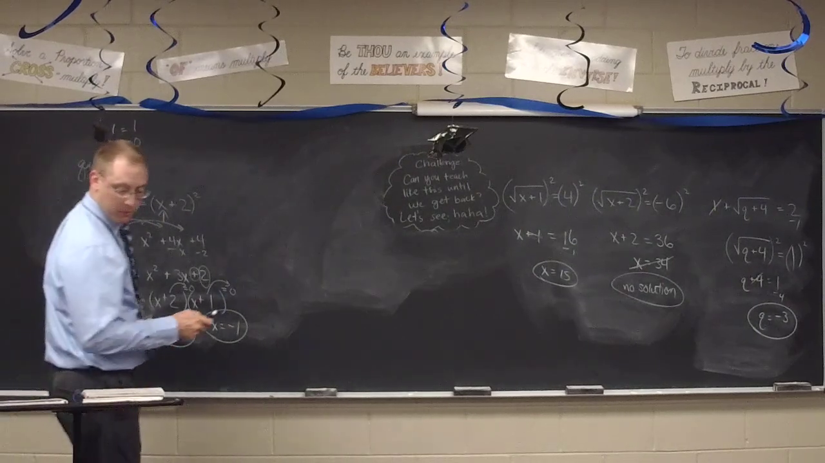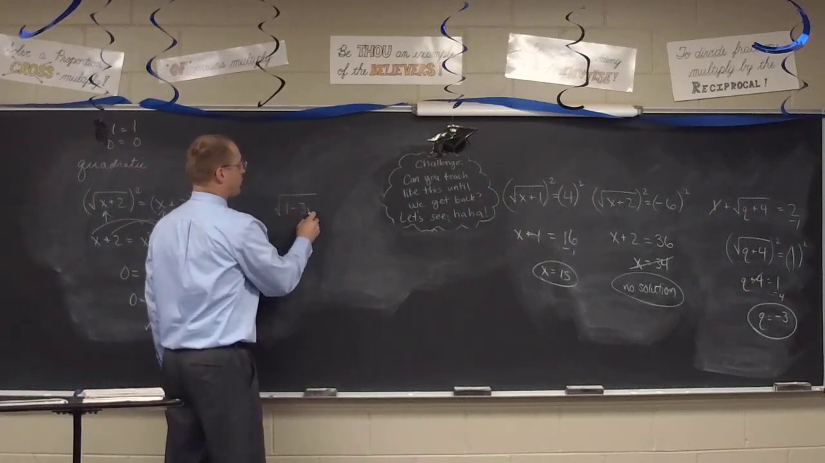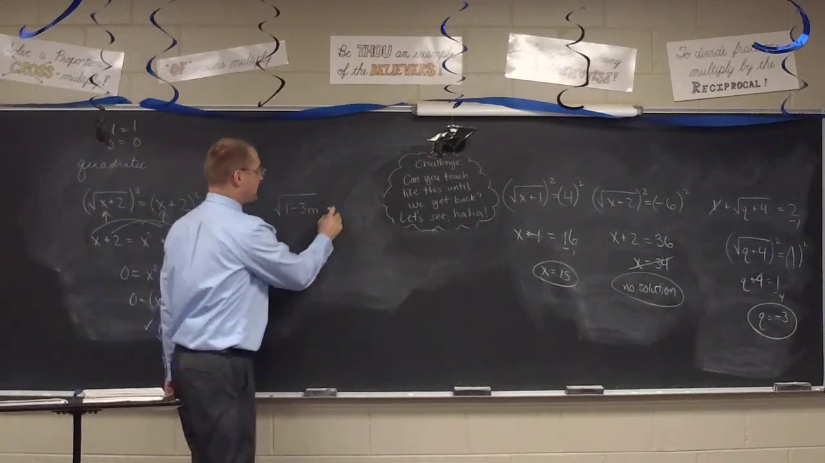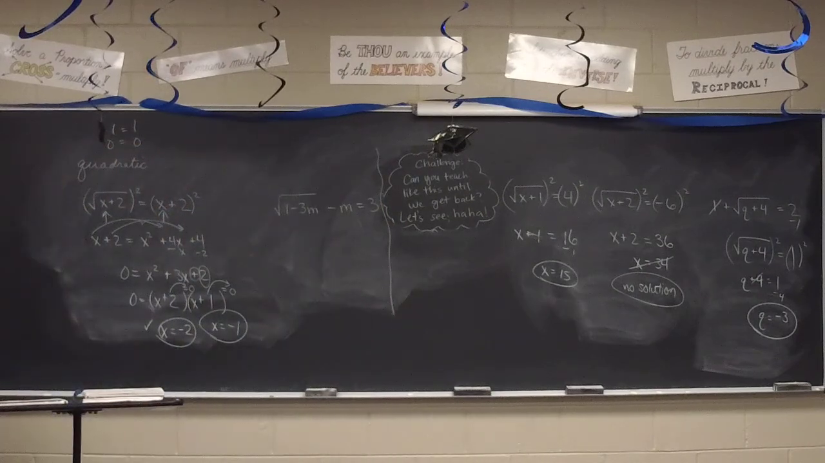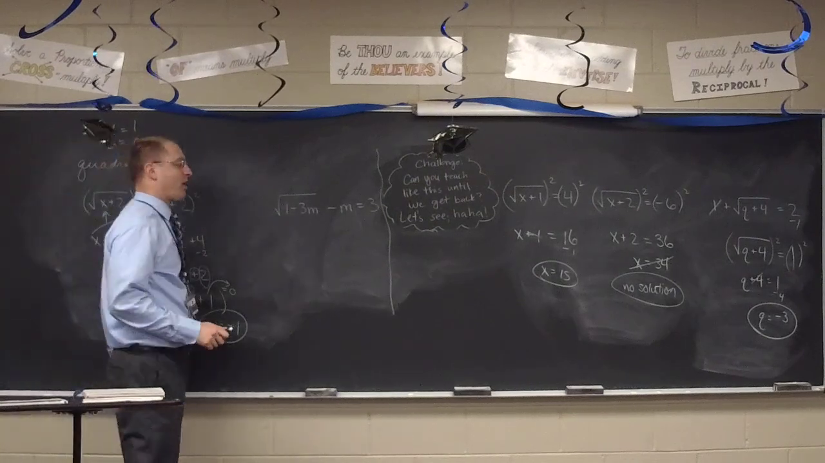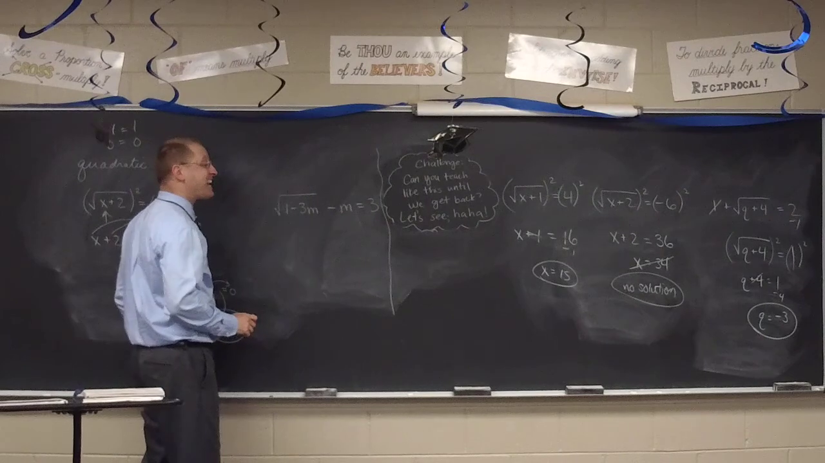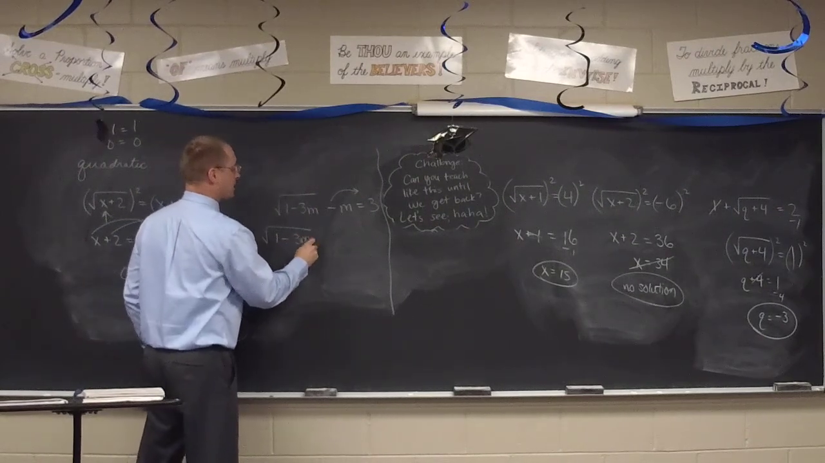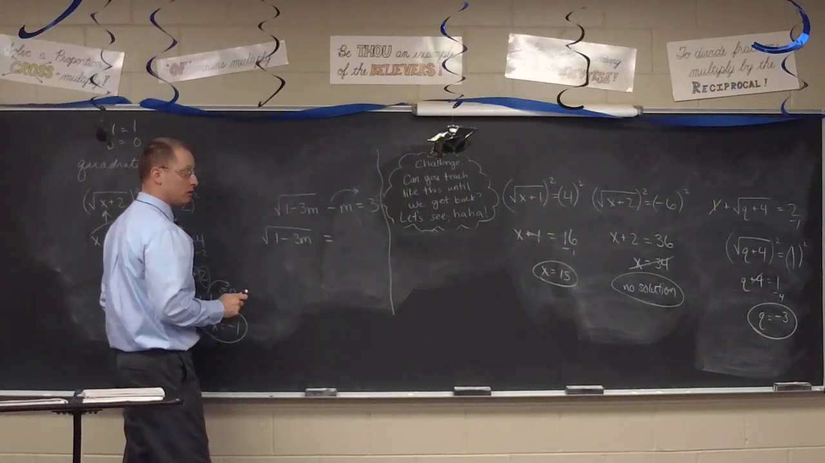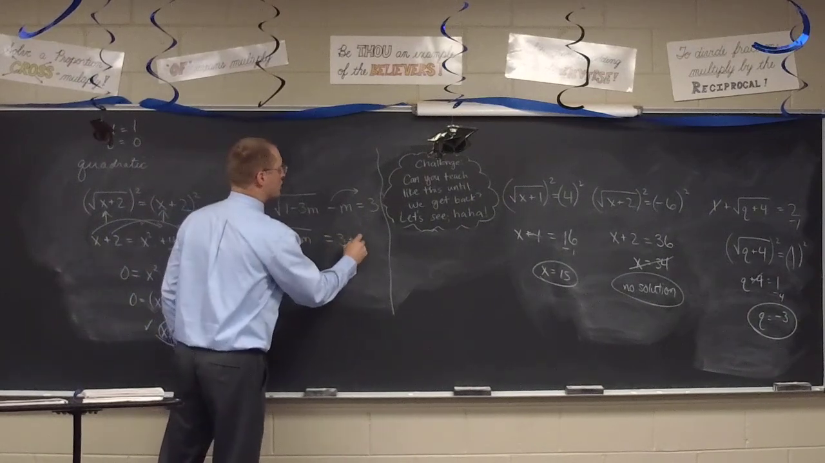Copy number 17 now. The square root of 1 minus 3m, minus m, equals 3. This time I need to do my first step: isolate the radical. To isolate the radical, I need to get rid of the negative m by making it a positive m on the other side. It's going to give me the square root of 1 minus 3m is equal to 3 plus m, or you could say m plus 3.